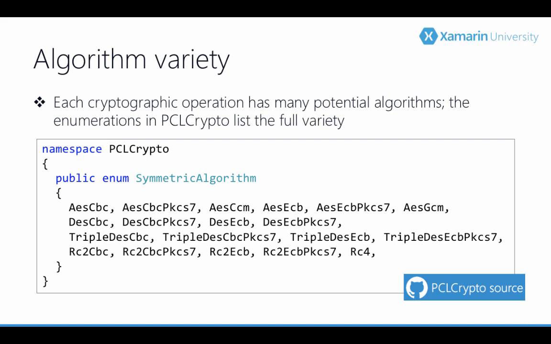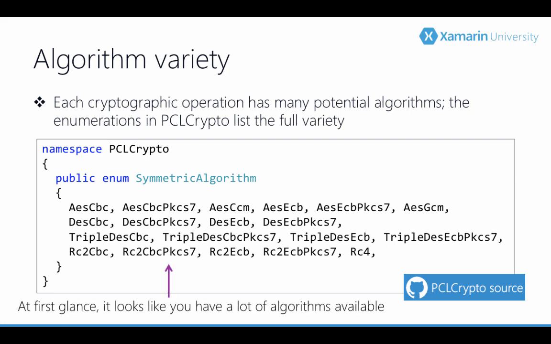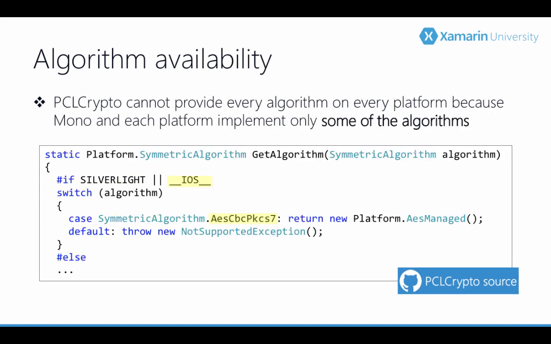When using Pcl Crypto, or really any crypto strategy, it's very important to understand which algorithms you have at your disposal. So let's look at symmetric encryption as an example. Pcl Crypto has support for several algorithms and common variations. And at first glance, it appears that Pcl Crypto provides a very large selection, as you can see here on the slide. See, we have the symmetric algorithm enumeration with many, many variations and options.